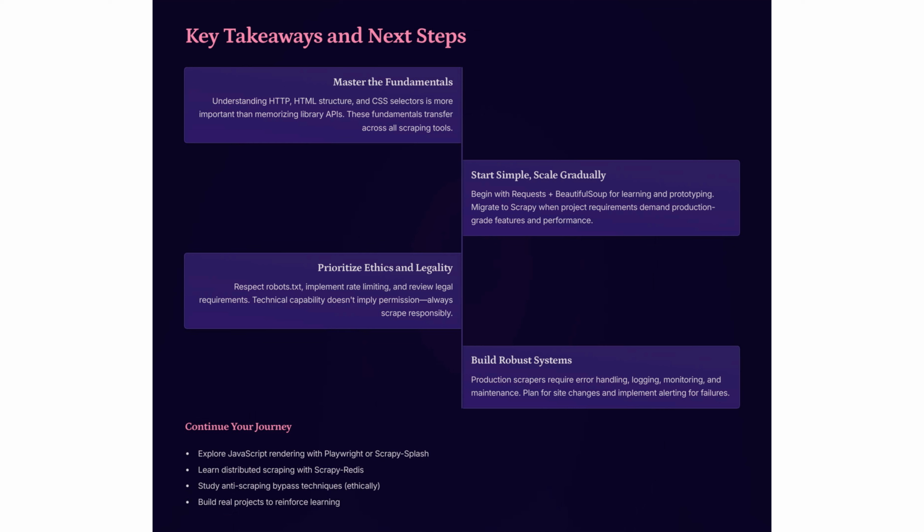Mastering web scraping starts with understanding Hypertext Transfer Protocol, Hypertext Markup Language, and cascading style sheet selectors. Begin with requests and Beautiful Soup for simple tasks, then scale to Scrapy for complex projects. Always prioritize ethical practices, respecting robots.txt and legal guidelines. Build robust systems with error handling and monitoring, and explore advanced techniques like JavaScript rendering and distributed scraping.